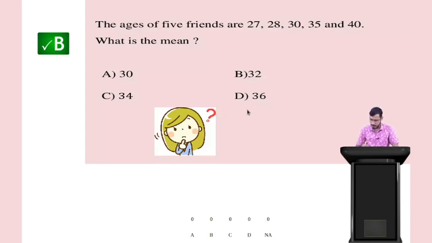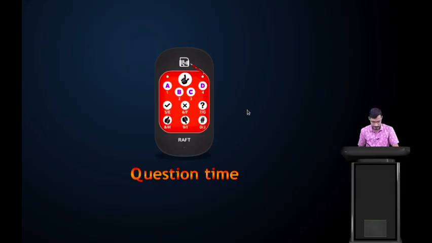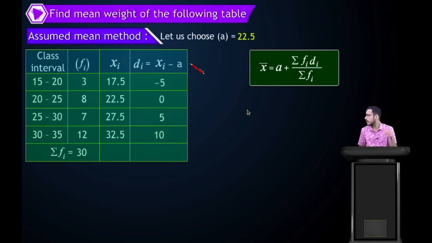Okay, now let's move to another part. Here is the assumed mean method. The formula of assumed mean is x bar is equal to a plus sigma fi di divided by sigma fi.